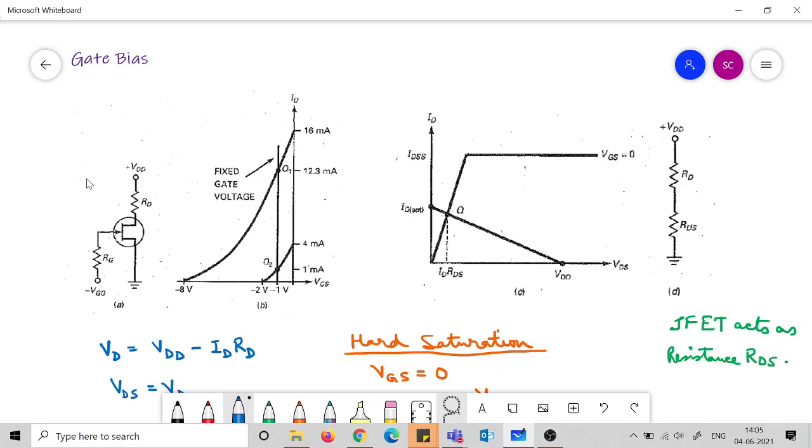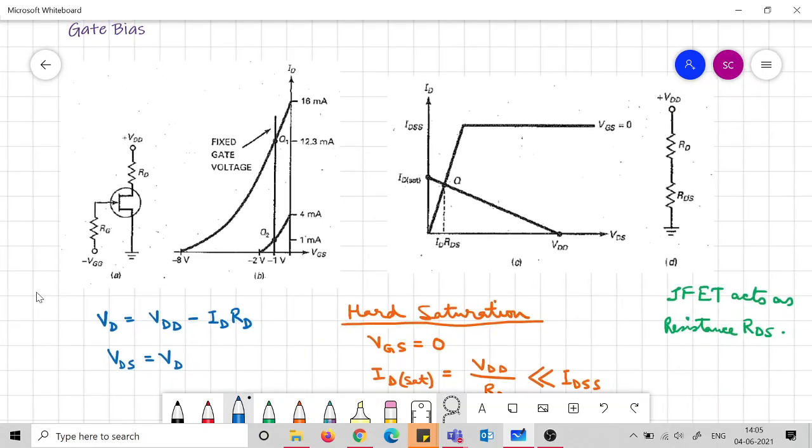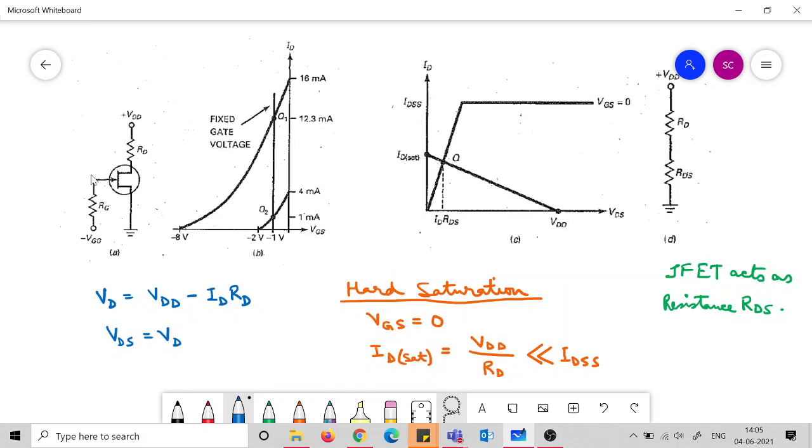Now, let us go ahead. We were in the gate bias. We studied the gate bias, and there we understood that we mostly use this gate bias for making the JFET behave as an electronic switch. That is, its Q point will either be in the ohmic region, the saturation region, or the cutoff region. So how are we able to ensure that?